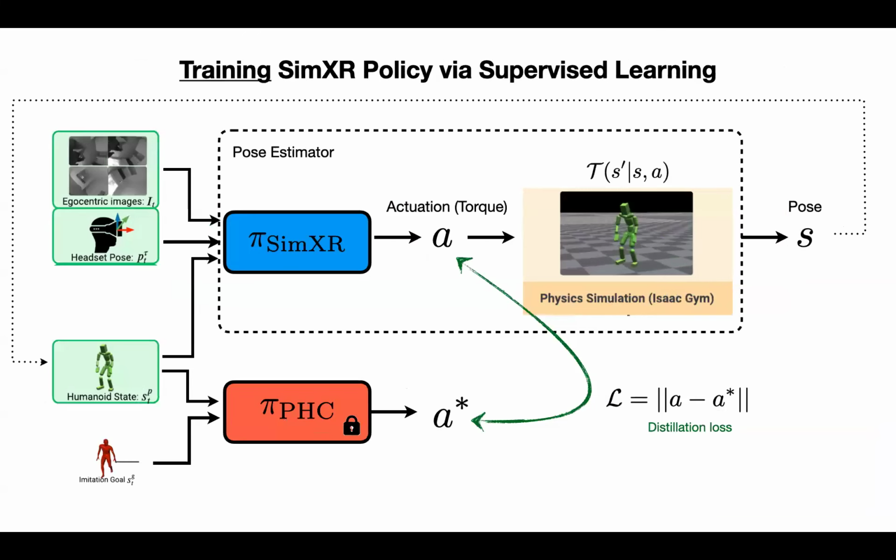Okay. All right. So now, in order to learn that pose estimator on the top, we have to figure out what the actuation is at every time step. In order to train that policy pi sim XR, we get a supervisory signal from pi PHC. This is giving us, you could treat this as the ground truth actuation. And we're going to look at the difference between that actuation, formulate a loss, which is just the difference in actuation, and use that as a supervised signal to train the blue box pi sim XR.